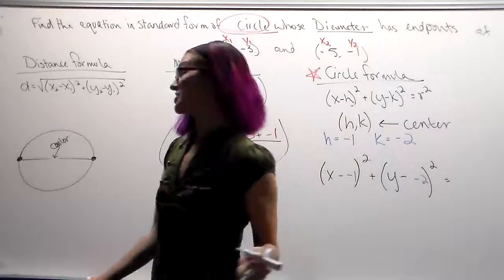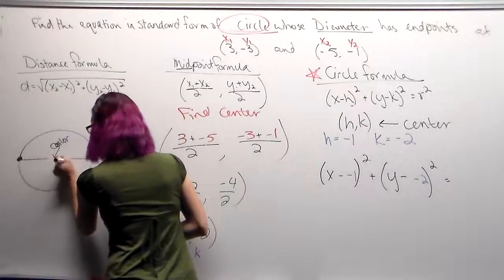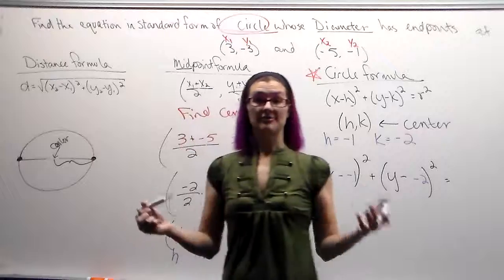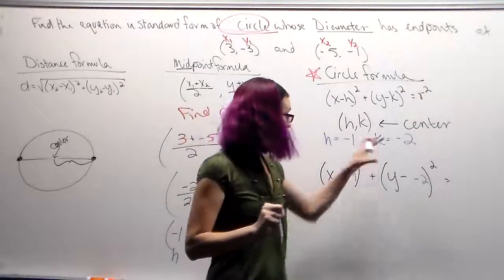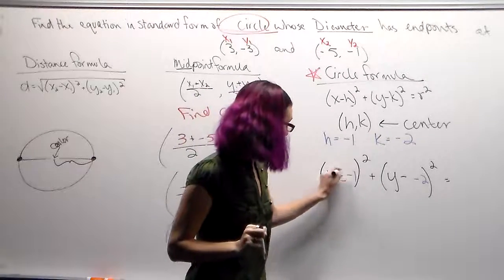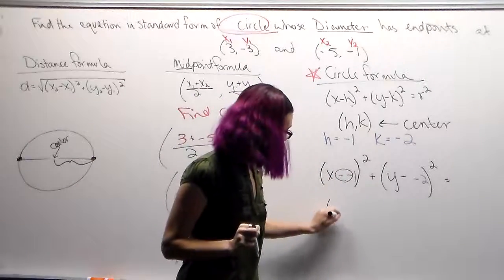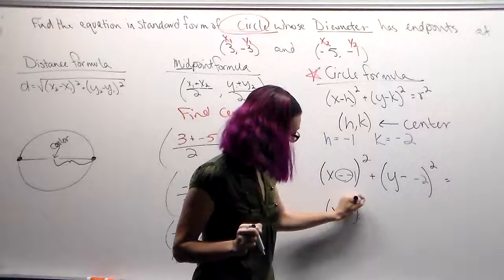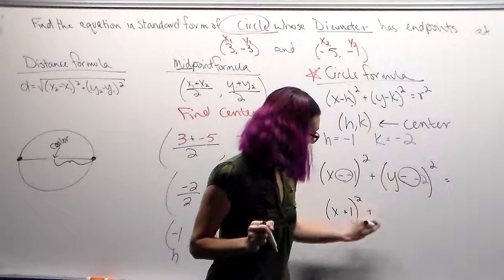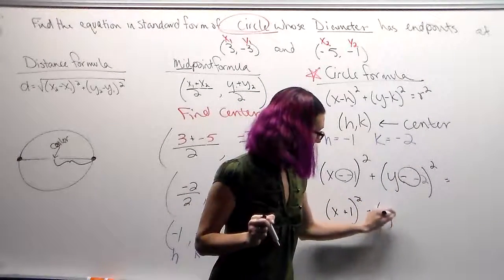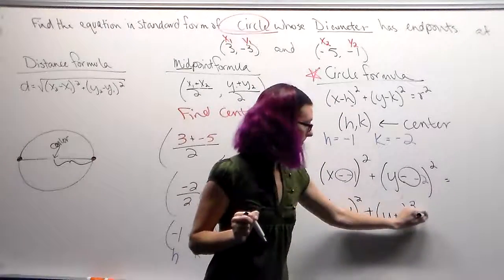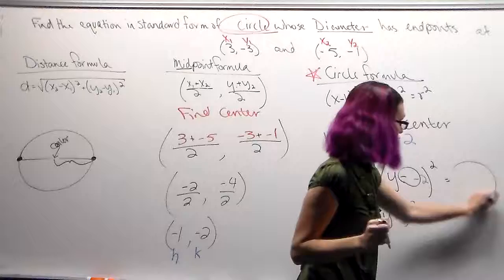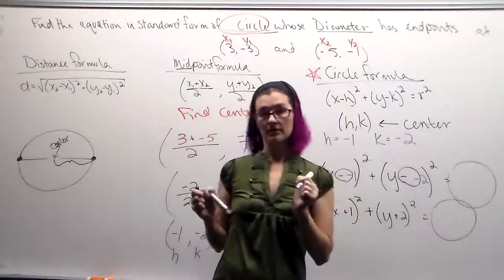I don't have my radius yet. My radius is going to be this distance. And since radius is a distance, you may need the distance formula if it doesn't tell you that. So let's simplify this really quick before I get to the radius. That's going to end up being (x + 1)², double negative, (y + 2)², equals, and then we're going to have something squared we still need to put over here.